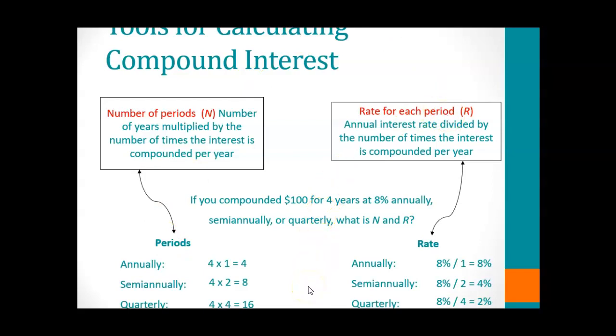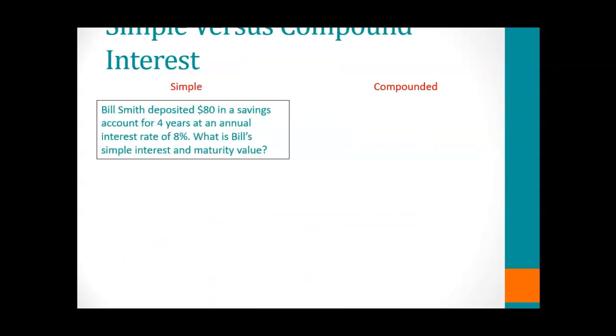So once you have your N, number of periods, and your R, the rate for each period, we can now use what we call tables to determine the present value of an amount. So you ready? Let's go.